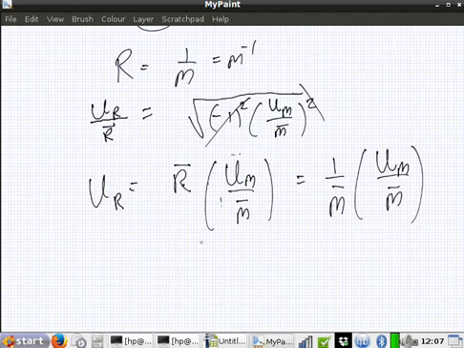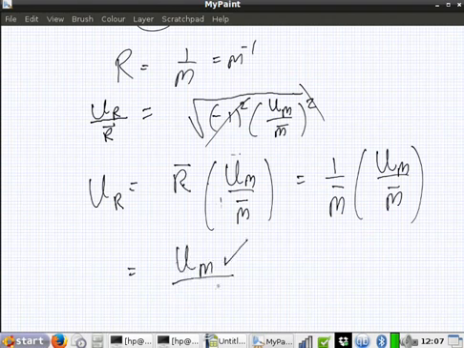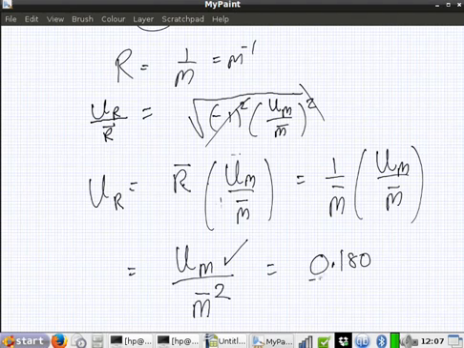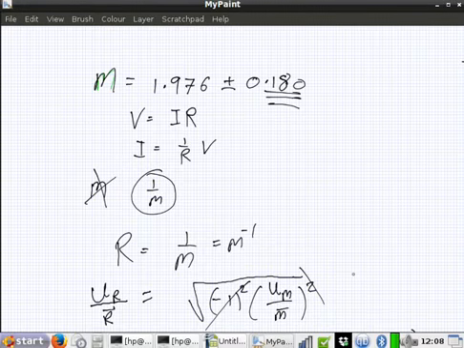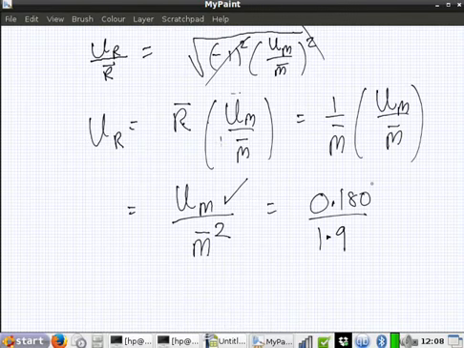So now I've got the uncertainty for R. It's the uncertainty for the slope, which I know, divided by the value of the slope squared. What's this number here? 0.180 over 1.97, what was it? 1.976 squared.